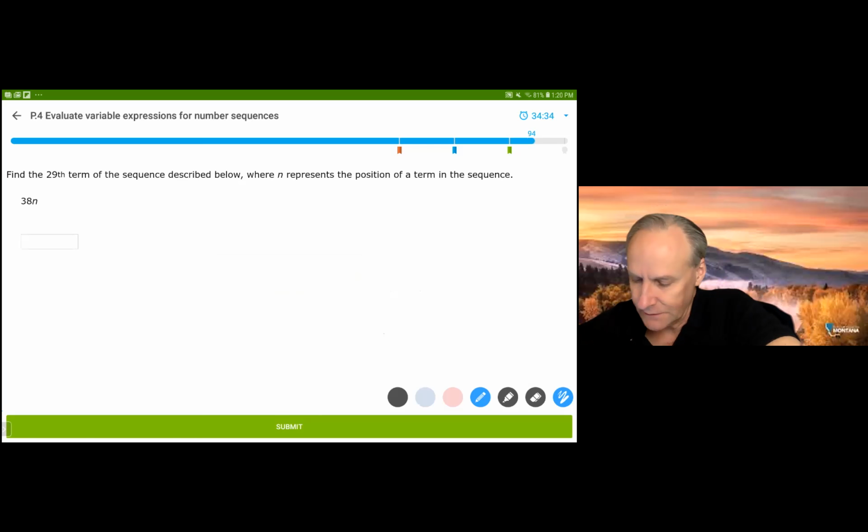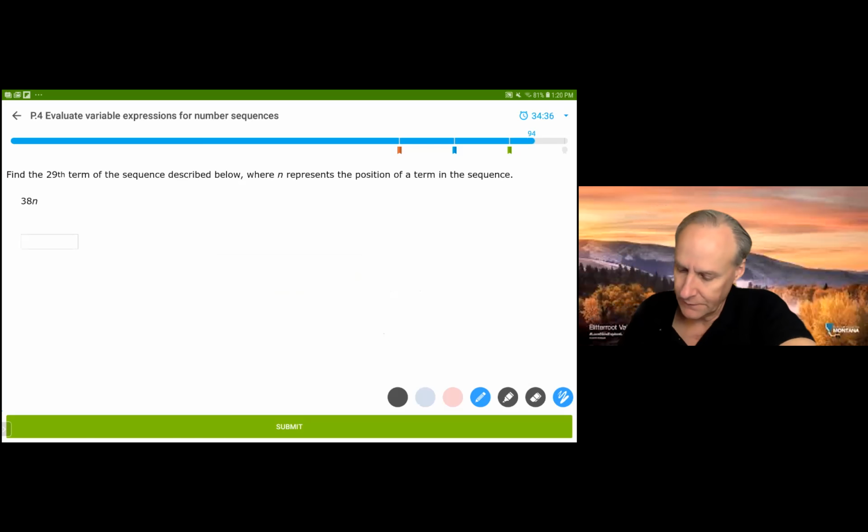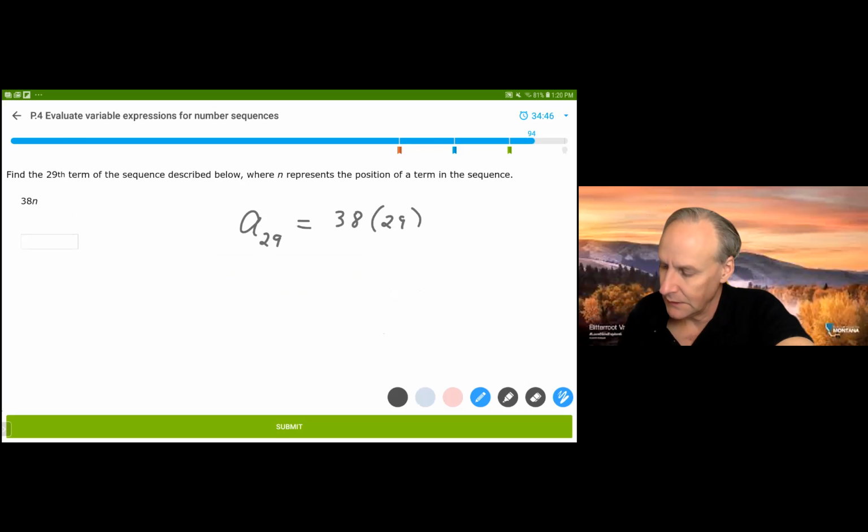Got to do a lot of these, don't we? 29th term. So we're talking about 38 times 29. So a to the 29 is 38 times 29. Is there a nice way of multiplying those? Not really. I mean, I could multiply it by 30 and then subtract the 38, but it's just as easy to just go ahead and multiply it out.